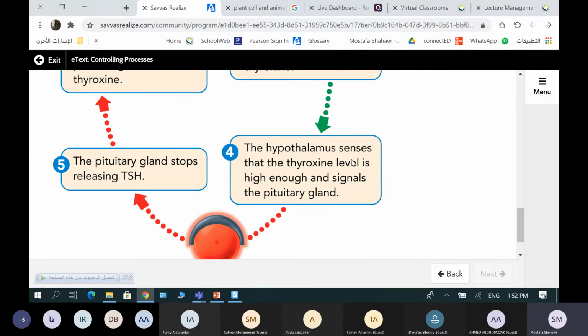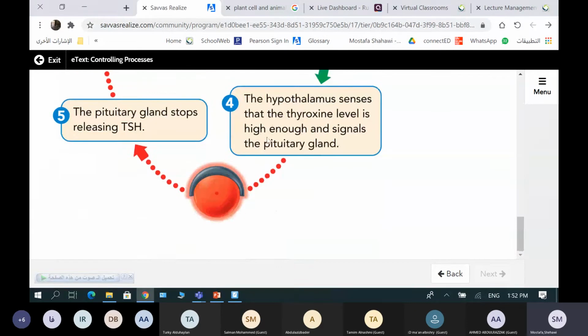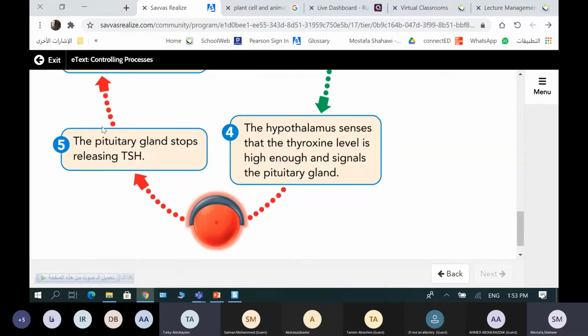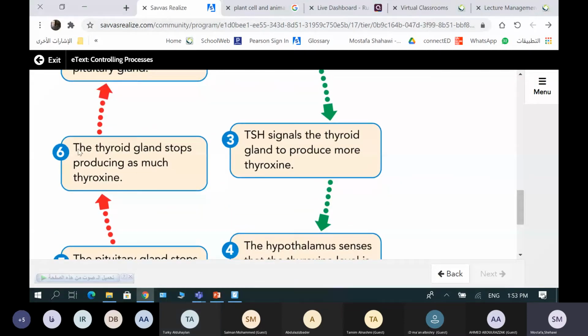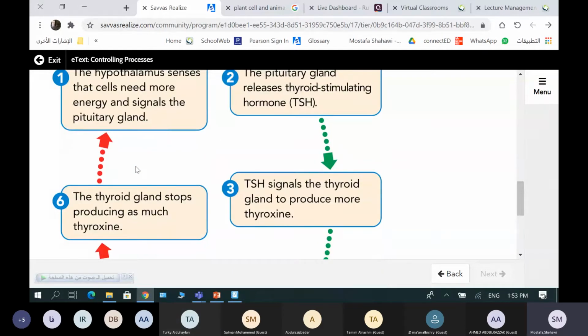What would happen? Hypothalamus senses, again hypothalamus is the CEO, that the thyroxine level is high enough in the blood. It feels that from the blood and signals the pituitary gland to stop producing TSH, which is responsible for producing thyroxine. So what happens in step 5, Dahlan? The pituitary gland stops releasing TSH. And after stopping releasing TSH, the thyroid gland stops producing as much thyroxine. And then we start the cycle one more time.